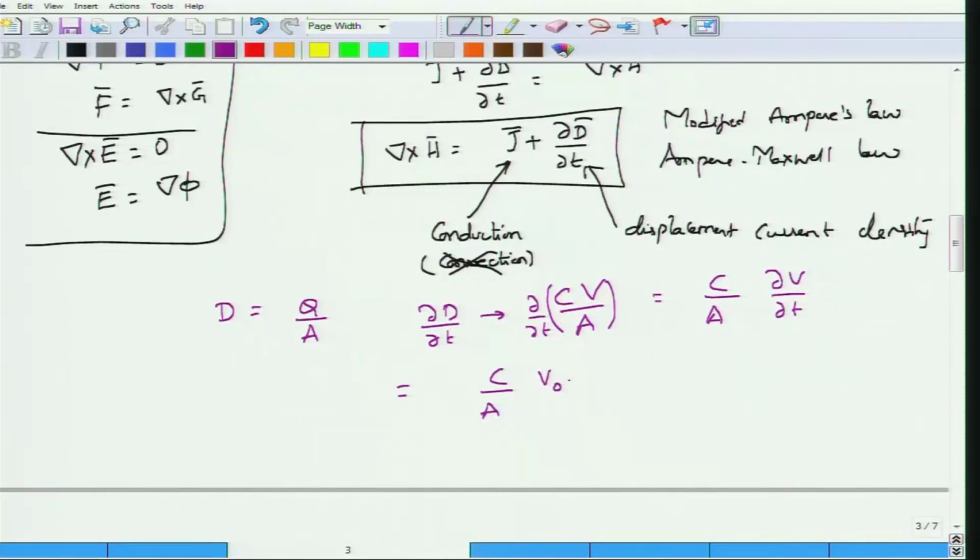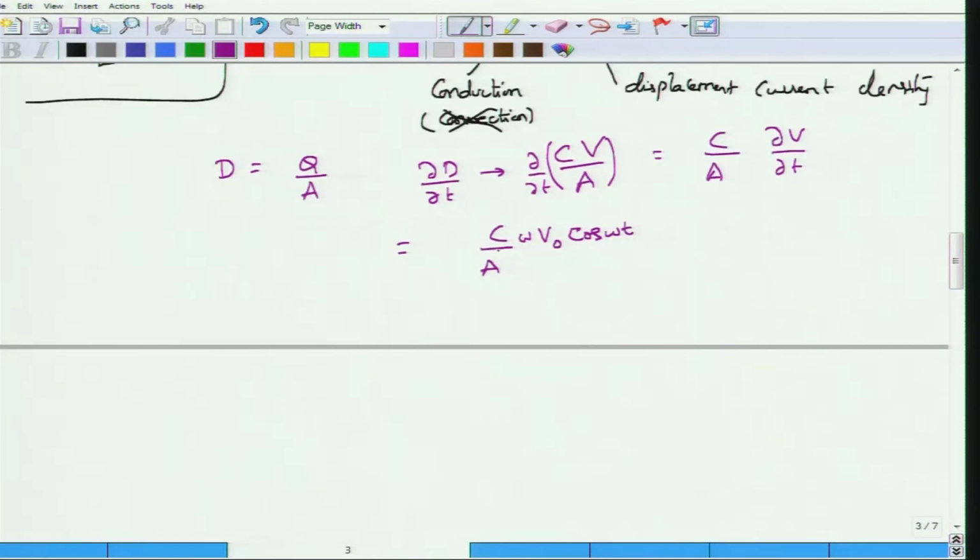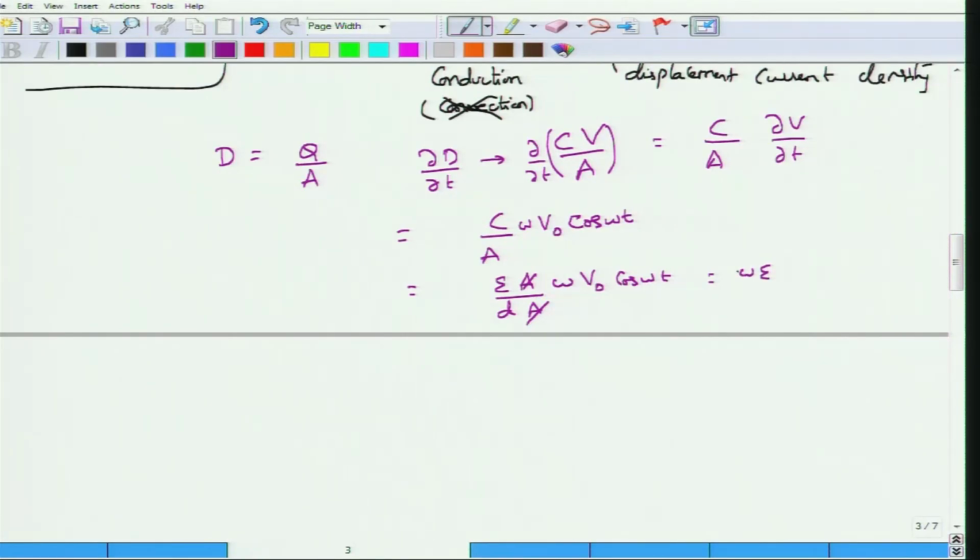This was V0, omega V0 cos omega t, correct. So, there is C here, C can be expressed as epsilon A by d, omega V0 cos omega t. There is A in the numerator, A in the denominator, that cancels out with respect to each other, okay, and then you get omega epsilon V0 by d cos omega t. This is the current density, right? This is the displacement current density.